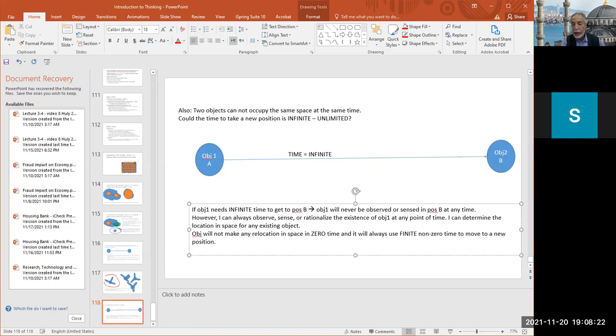What this tells me is that in the space that we live in, time can be neither zero nor infinite, because if it's zero, it means that two different objects can exist in the same location at the same time, or one object can exist in two locations at the same time, or one object takes infinite time to move from one location to another, which is not possible both ways. So time can be neither zero nor infinite, which means time must be limited. And time cannot be unlimited.